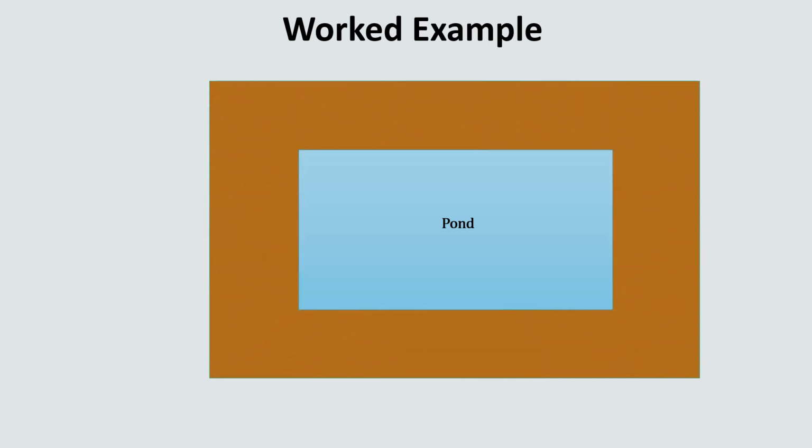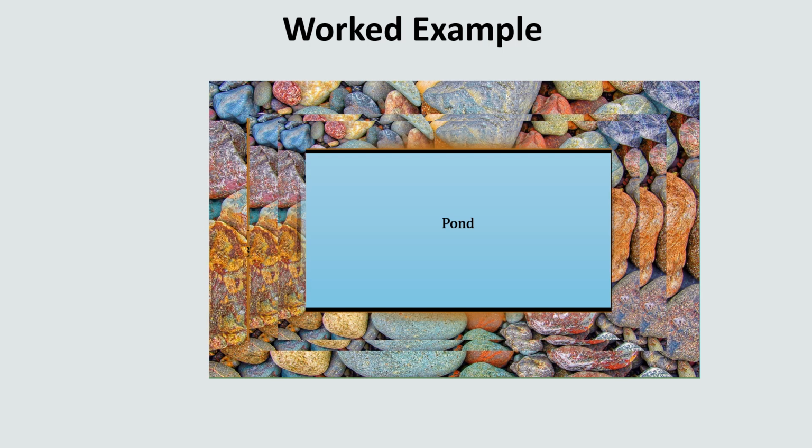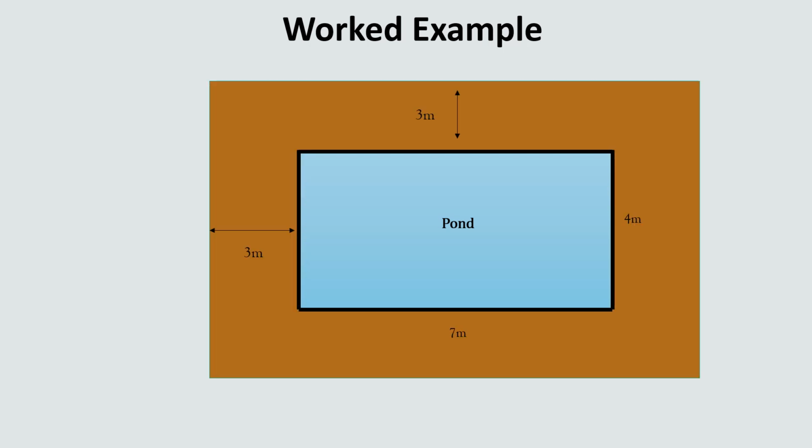So to understand all these points, let's take this worked example. In this worked example, we have a pond and a path around the pond. The pond is in the shape of a rectangle with length 7 meters and width 4 meters. The path is also 3 meters wide in all directions. Now Ali is thinking of covering the path with gravel, but one bag of gravel can only cover 10 meters squared of the path. How many bags of gravel does he need? And you must show your working while answering these types of questions.